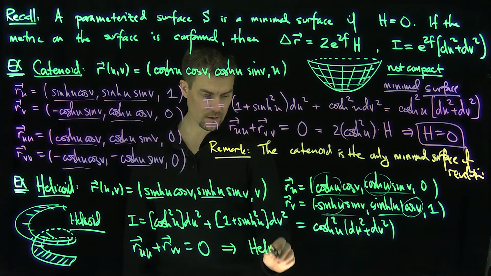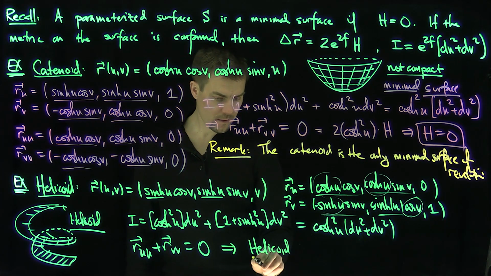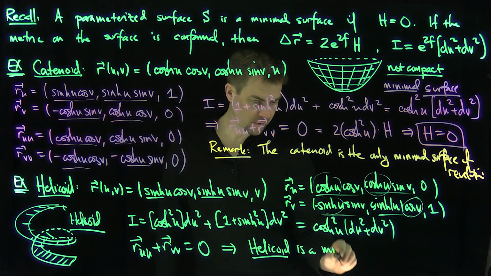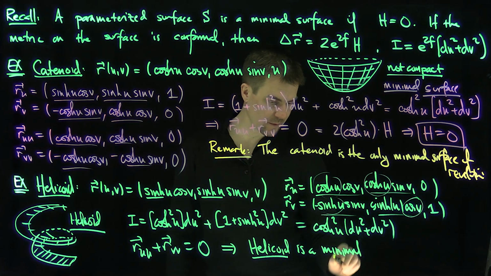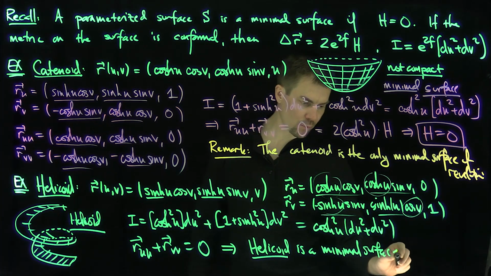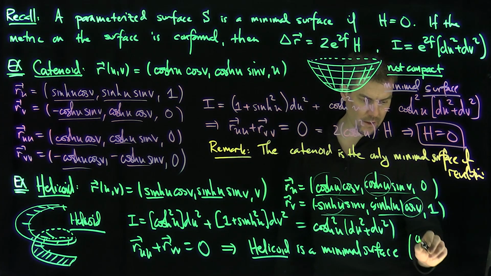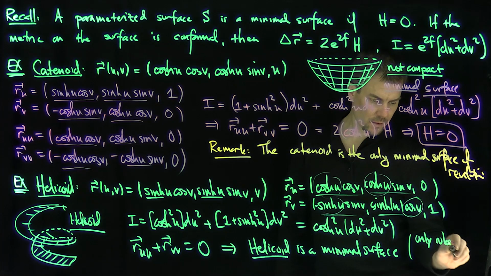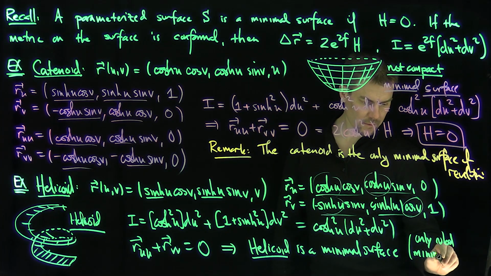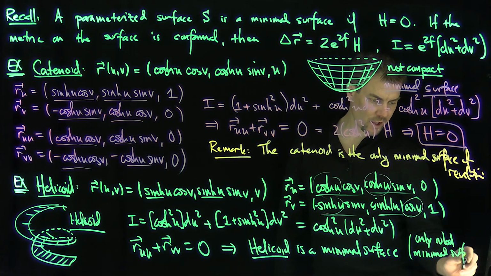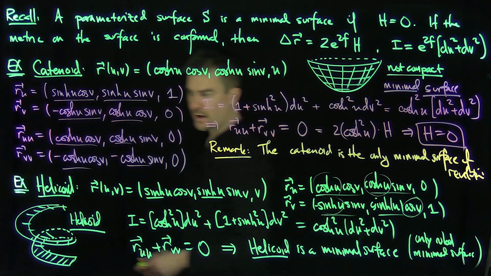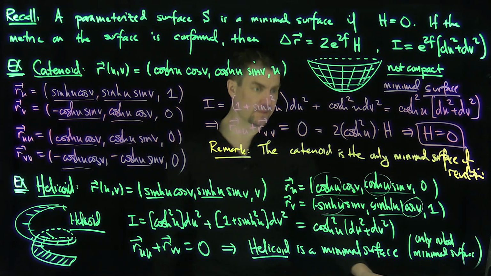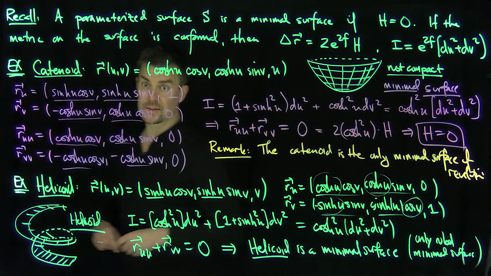So the helicoid is a minimal surface. So we have two examples of minimal surfaces. In fact, it's the only ruled one. It's the only ruled minimal surface. That just follows again from an ODE, which we'll see in further videos. But of course, the other thing to consider over here, an elementary observation, is that this helicoid's not compact either.